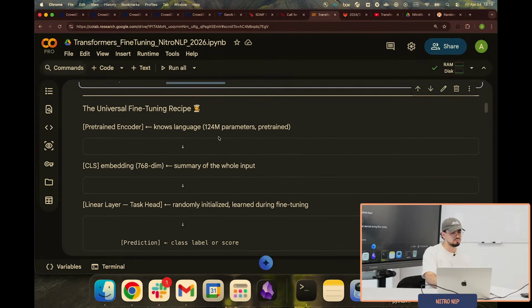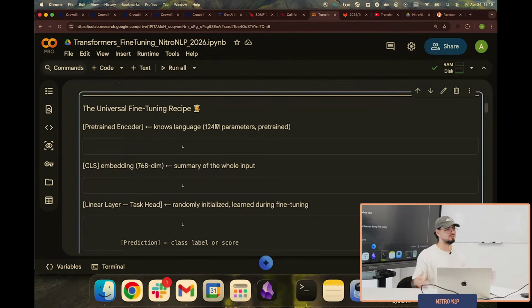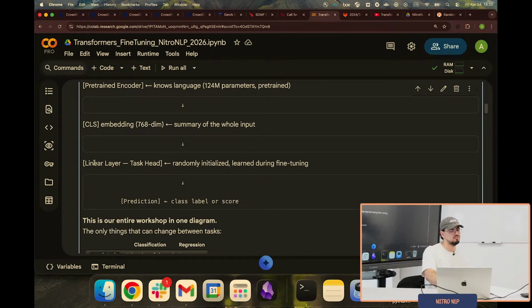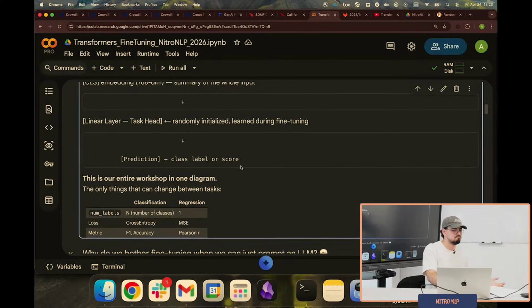So to sum it up, the universal fine-tuning recipe of a transformer, or rather of this transformer, is basically: we have a pre-trained encoder, in this case BERT or RoBERTa, and then we have the CLS embedding with 768 dimensions, which is a summary of the whole input. Then we append the linear layer, or rather the task head, which is randomly initialized, and we learn that during the fine-tuning. And then we predict. That's about it. Sounds simple, right?